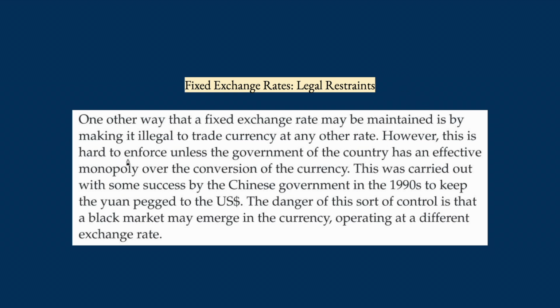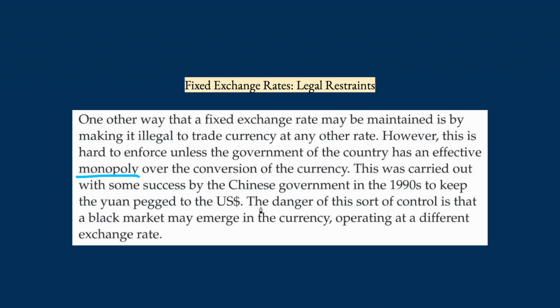However, obviously this is quite hard to enforce unless the government of the country has an effective monopoly over the conversion of the currency. So the main government or central bank that wants to make a legal restraint against changing the fixed exchange rate will need intense power to do so, as they will need, as described by the textbook, even a monopoly over the conversion of the currency to make sure that everything happens at this one exchange rate. And something interesting that the textbook brings up is how this was once attempted with some mediocre success by the Chinese government in the 1990s to keep the yuan, which is their currency, pegged to the US dollar.